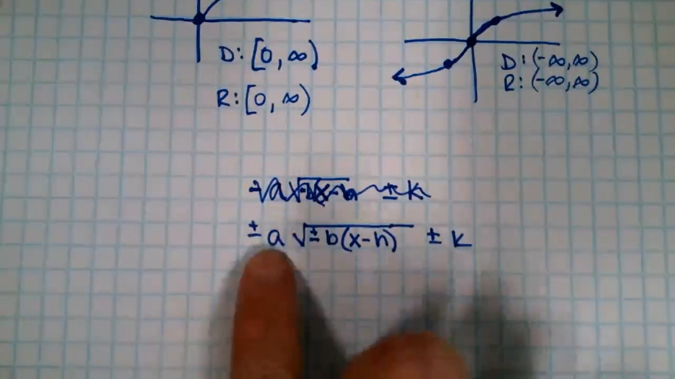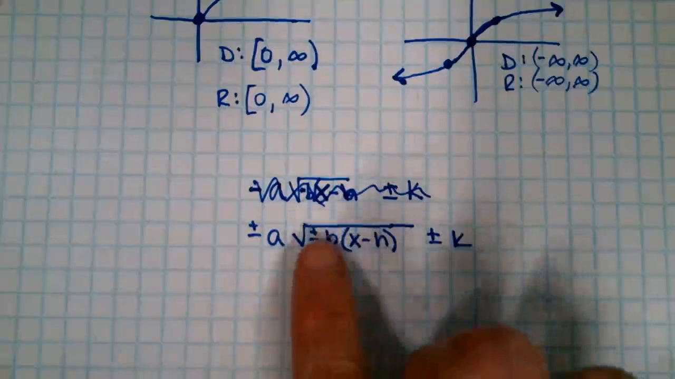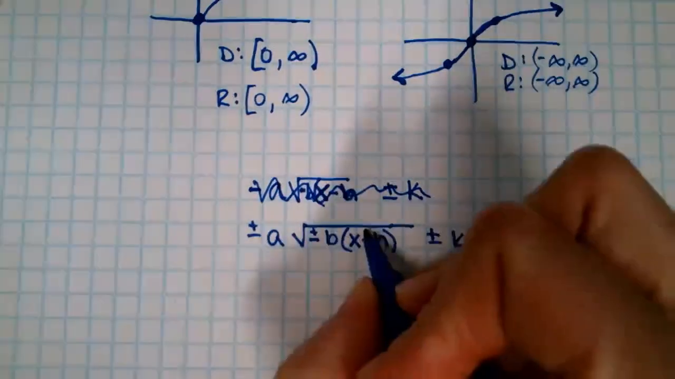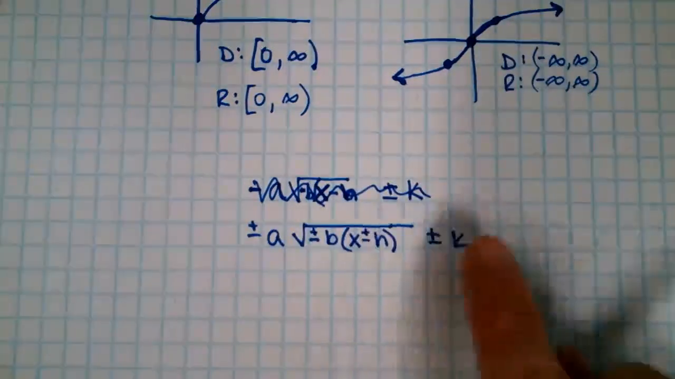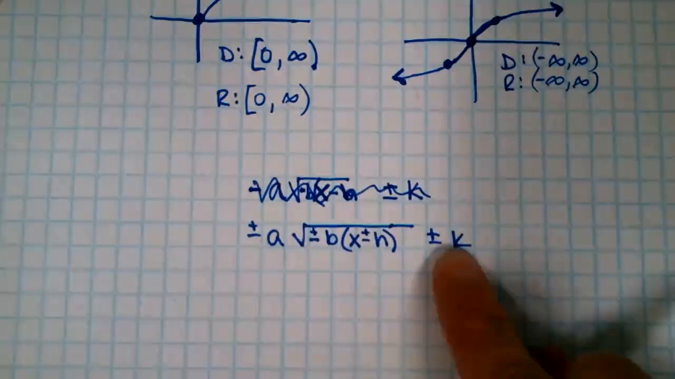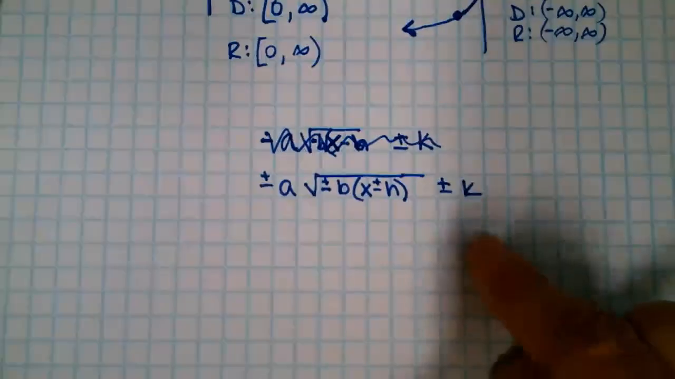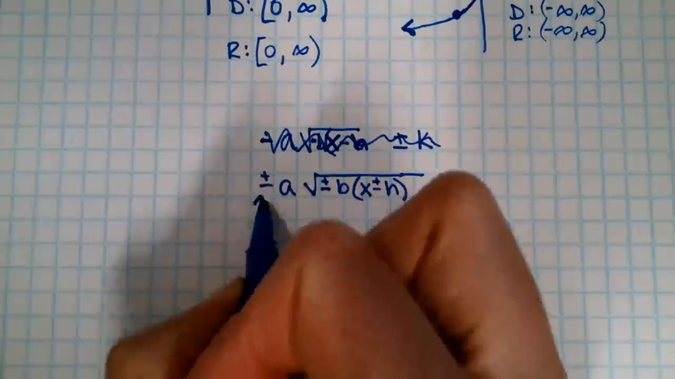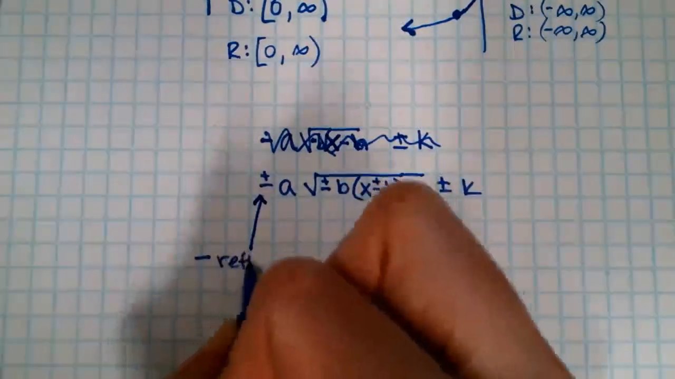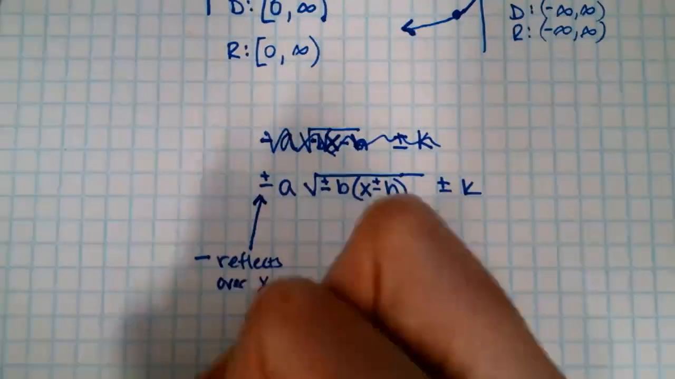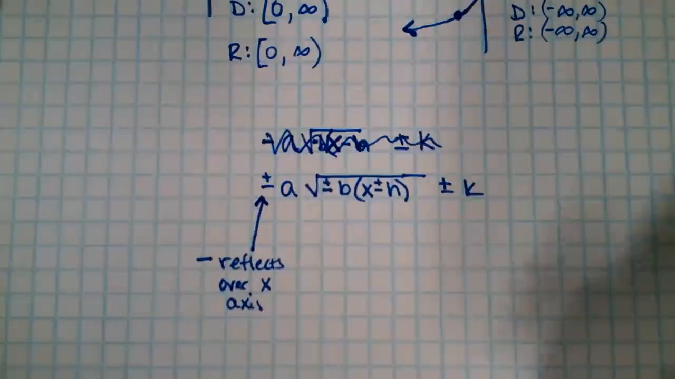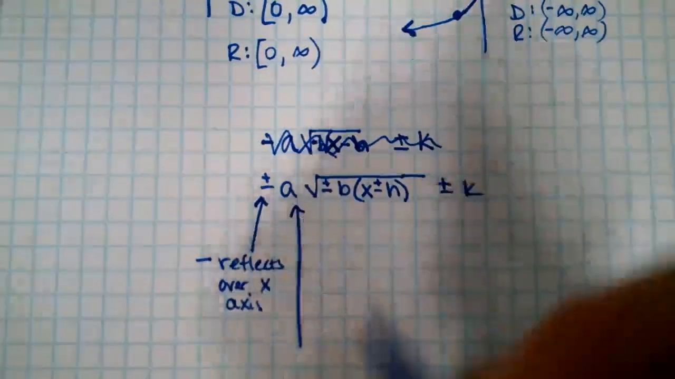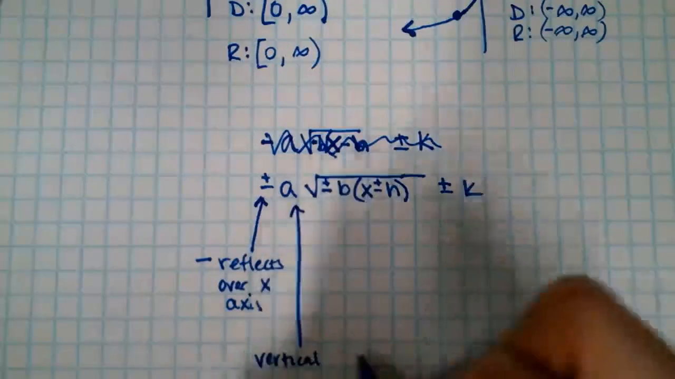It's either a positive or negative coefficient out here, either a positive or negative coefficient inside. We're either adding or subtracting something from my x value, and we're either adding or subtracting something on the outside. These are rules we've been talking about all year. This sign out here, if it is negative, it reflects over the x-axis. The a value determines a vertical stretch or a vertical shrink.